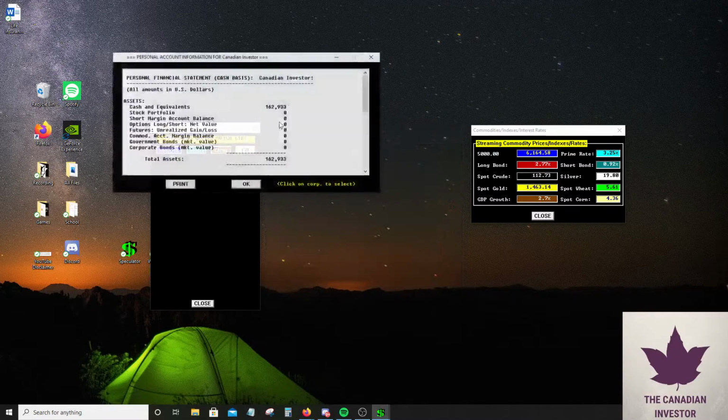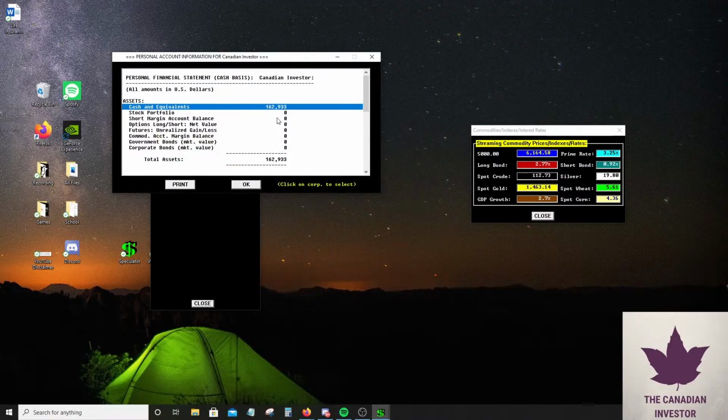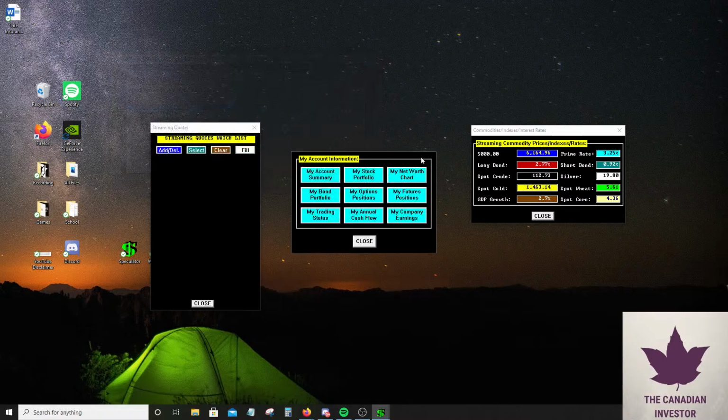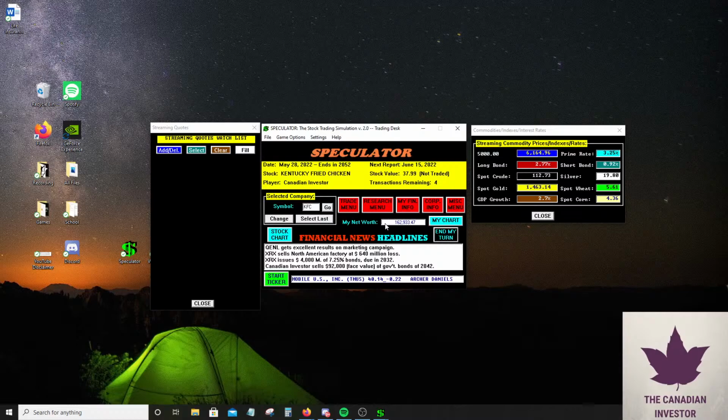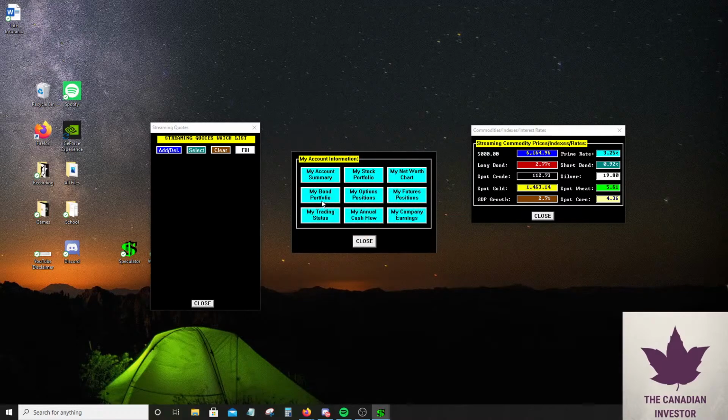So in this case, we have $162,000 in our income. So we just timed the interest rates perfectly. In real life, of course, it's going to be much harder to time interest rates perfectly, but in this game, it makes it a bit more interesting. So in this case, we made about a 62% return before tax.